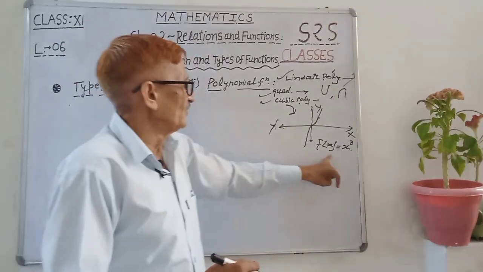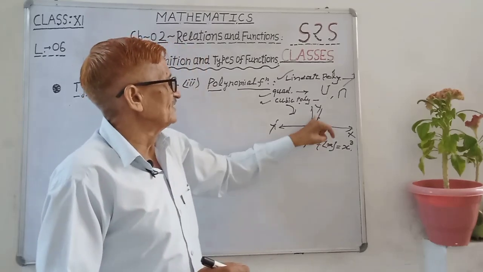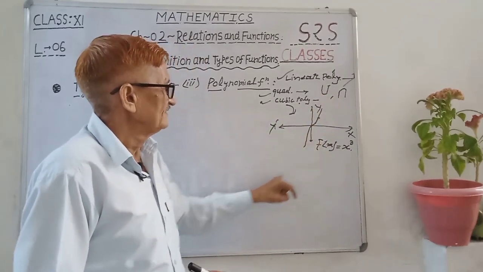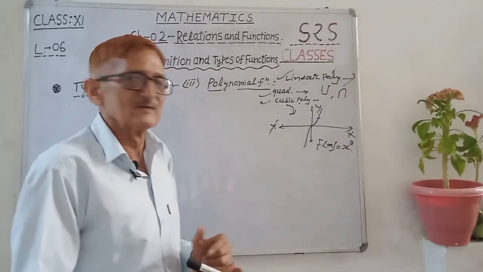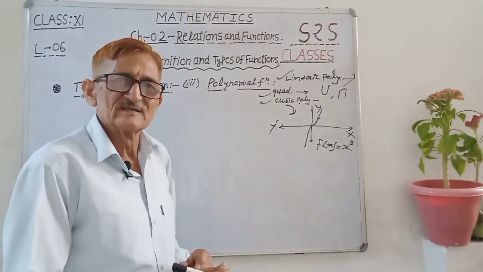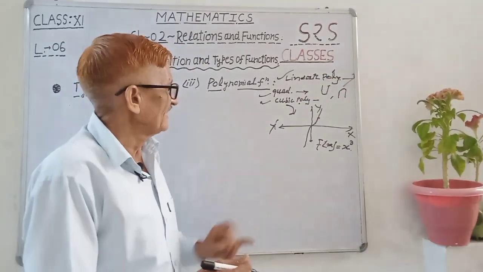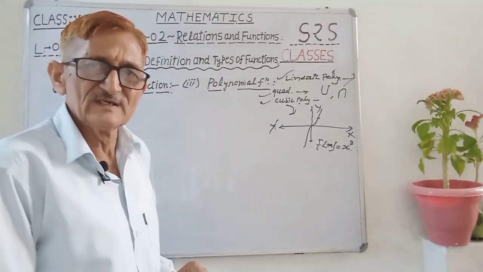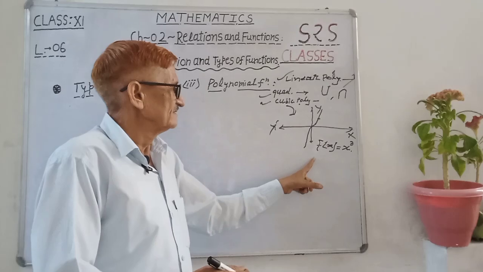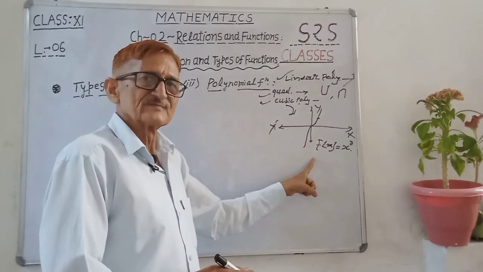And here in the cubic polynomial you are observing that negative y is also going on, positive y is going on, so all real numbers will come, and the x value is also all real numbers, in the cubic. Clear?